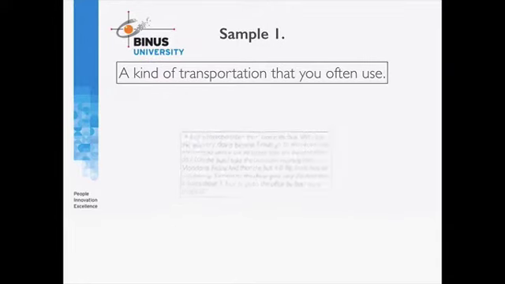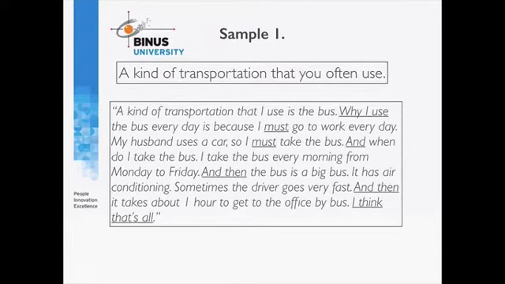So this is an example of quite a weak part 2 response, and we can see if I analyse some of the parts here, we can see that there's quite a lot of repetition here. I've underlined some of the parts there. You've got must, why I use, and then. The vocabulary is also repetitive. You've got bus, that kind of thing. So that would be rather a weak answer. Let's look at a more stronger example now.